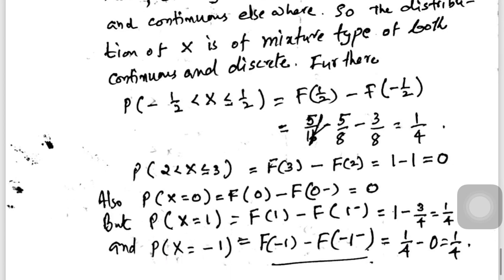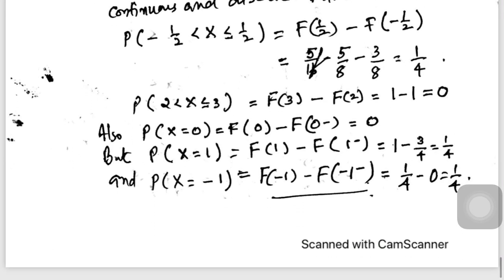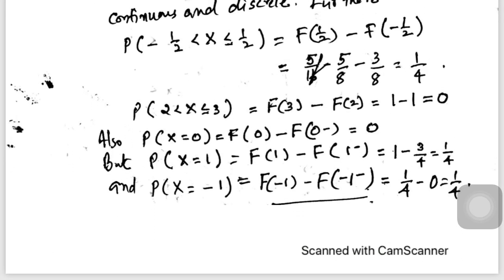Similarly, you can compute all these probabilities. The probability at x equal to 0 is f of 0 minus f of 0 minus, which is equal to 0. Similarly, the probability at x equal to 1 is f of 1 minus f of 1 minus, which is equal to 1 by 4. And the probability at x equal to minus 1 is f of minus 1 minus f of minus 1 minus, that is 1 by 4 minus 0, equal to 1 by 4.